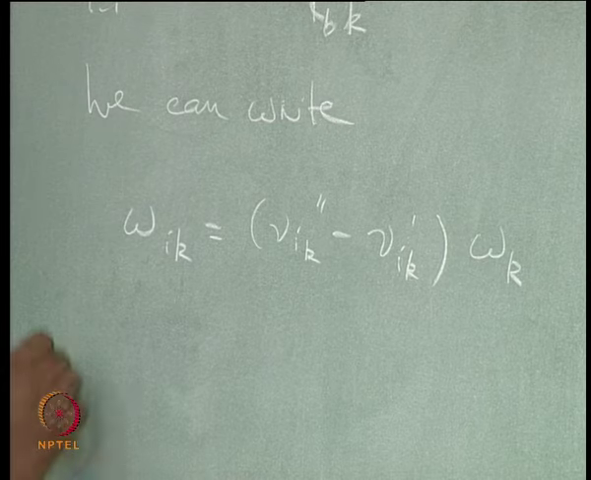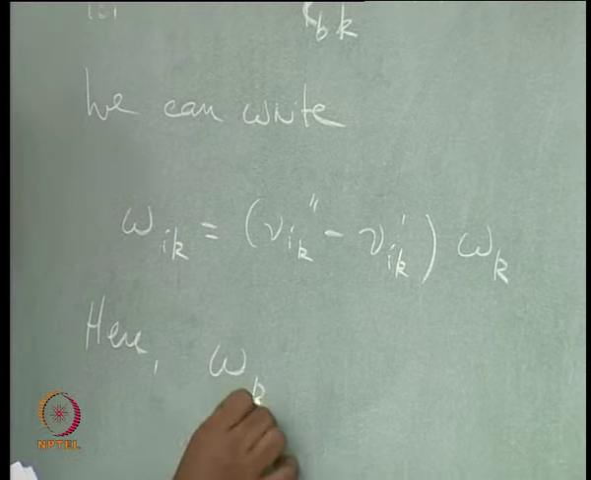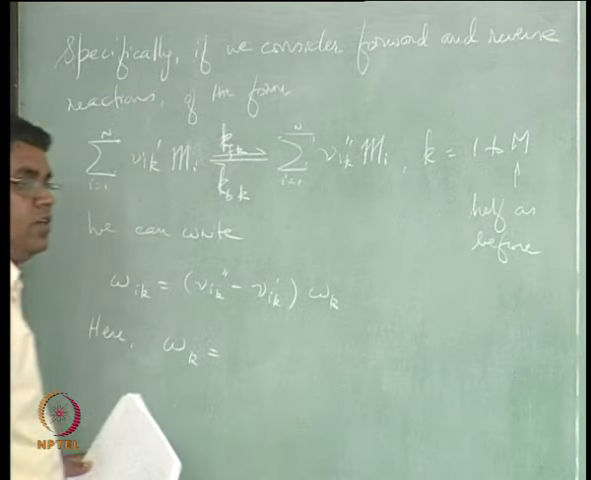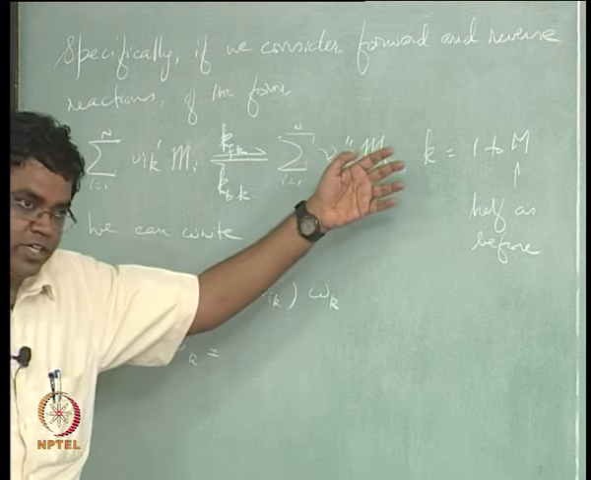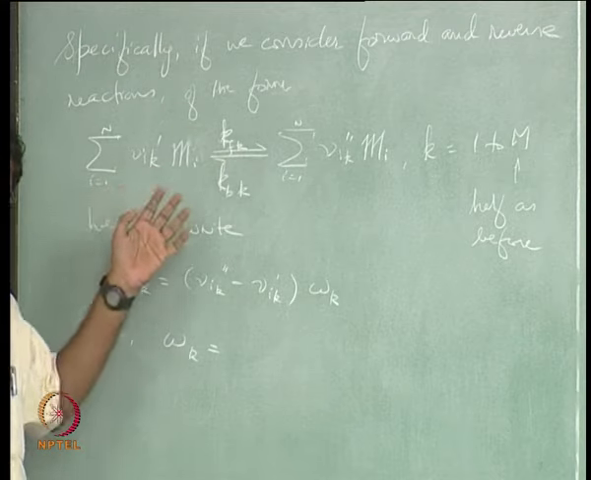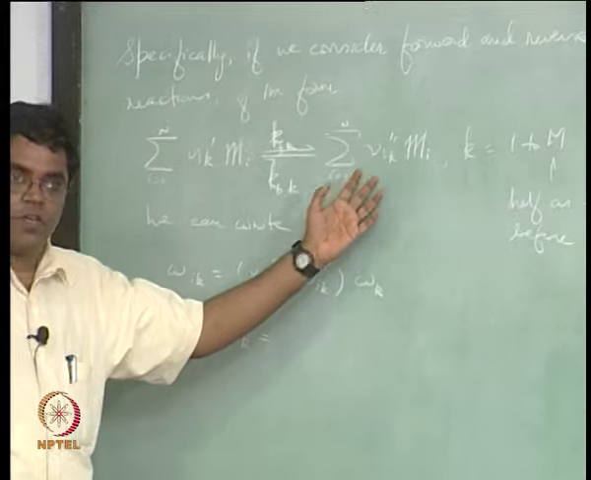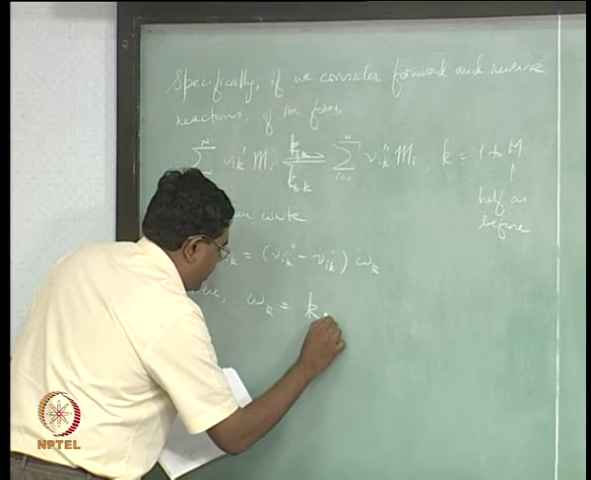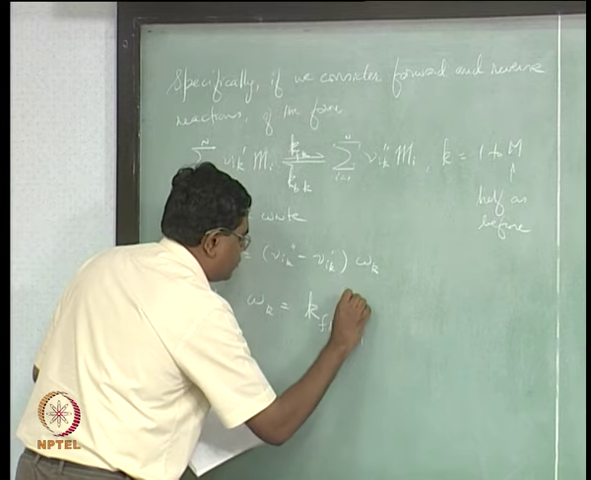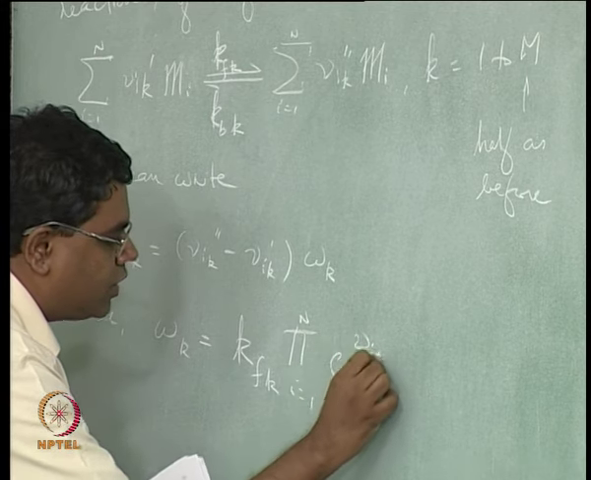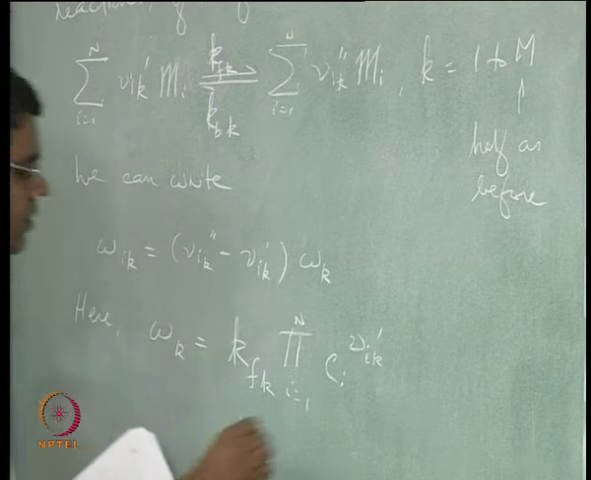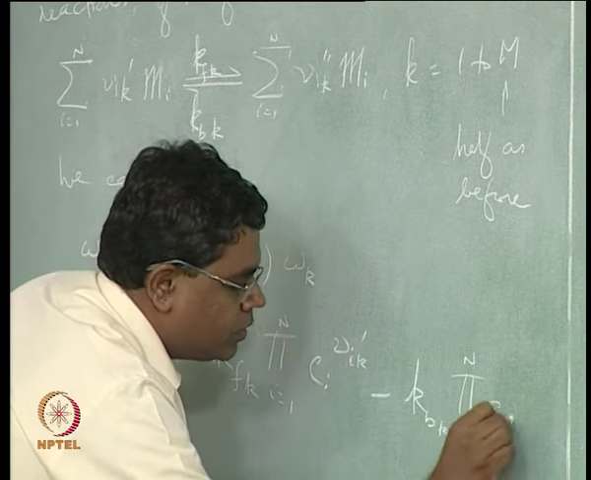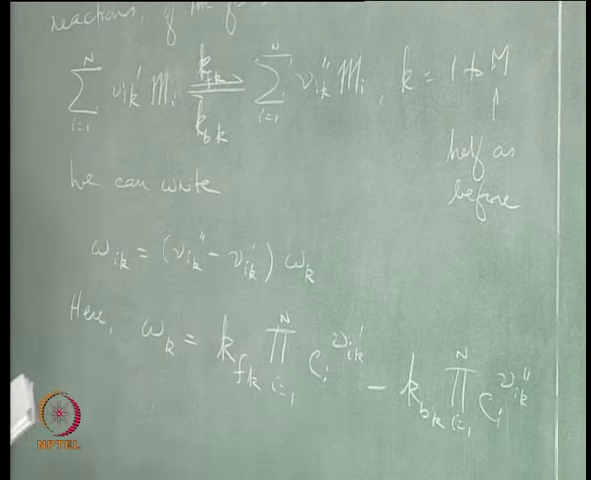Here omega k is for the kth reaction out of 1 to m, you see. Therefore there is a forward reaction rate and a backward reaction rate. So there is something going forward and then some of it is getting consumed, therefore it has to be subtracted out. So we can say this is kfk, product over i equals 1 to n, ci to the nu ik single prime, minus kbk, product over i equals 1 to n, ci to the nu ik double prime, right.